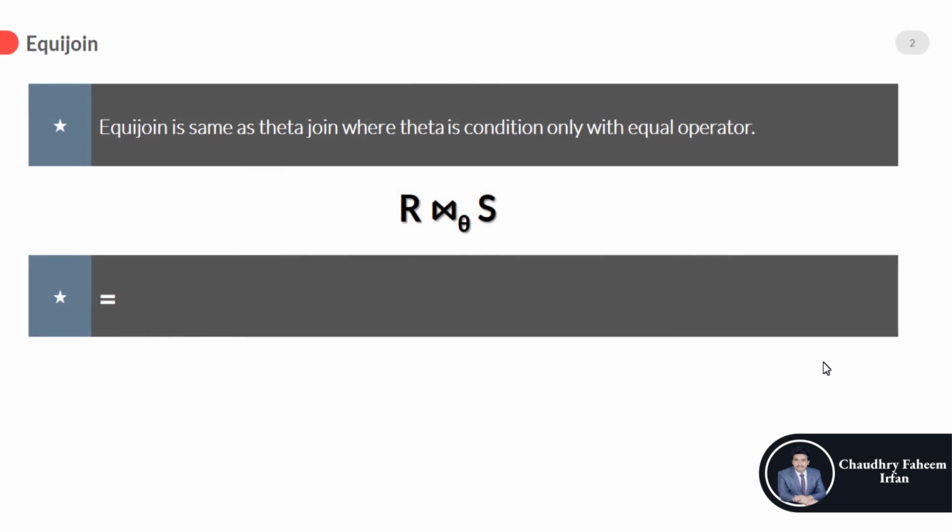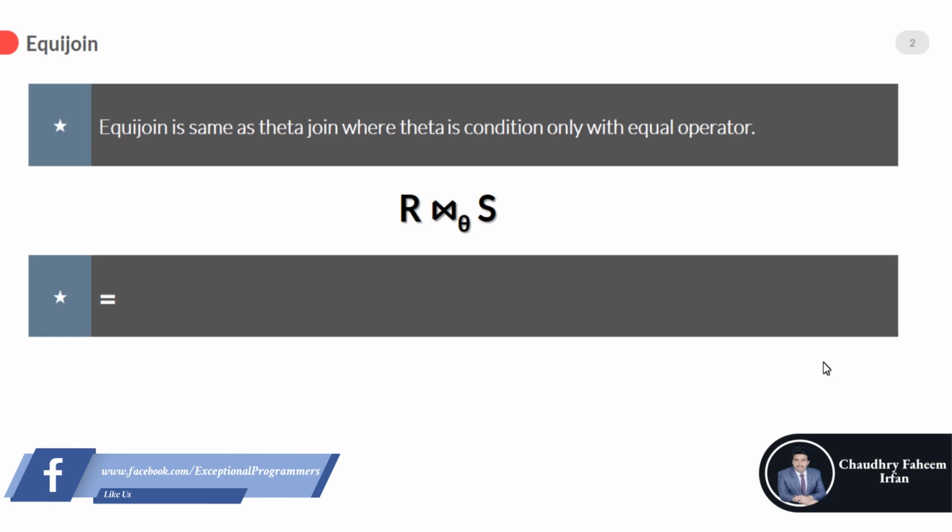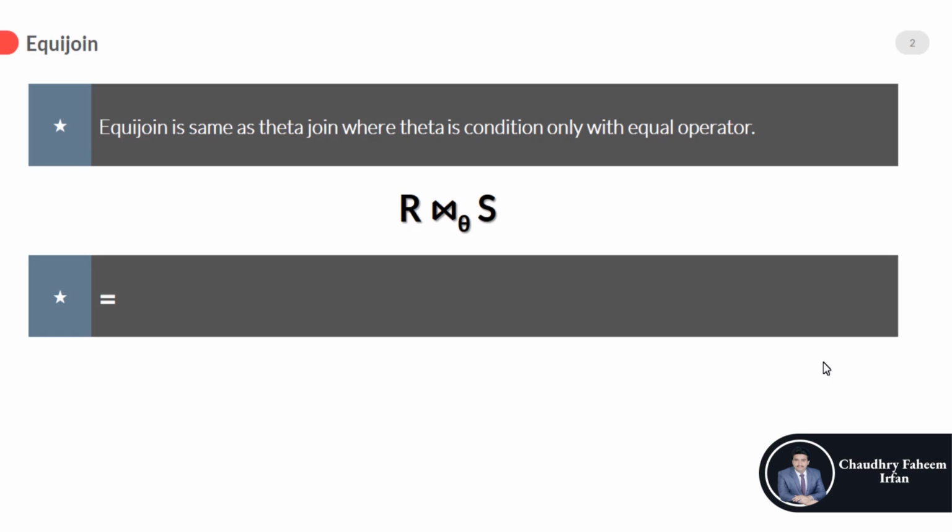Equi-join is the same as theta-join, where theta is a condition with only the equal operator. So the only operator for equi-join is the equal operator. When theta-joins use the equality comparison operator, it is said to be equi-join. It is mostly used to join two relations.